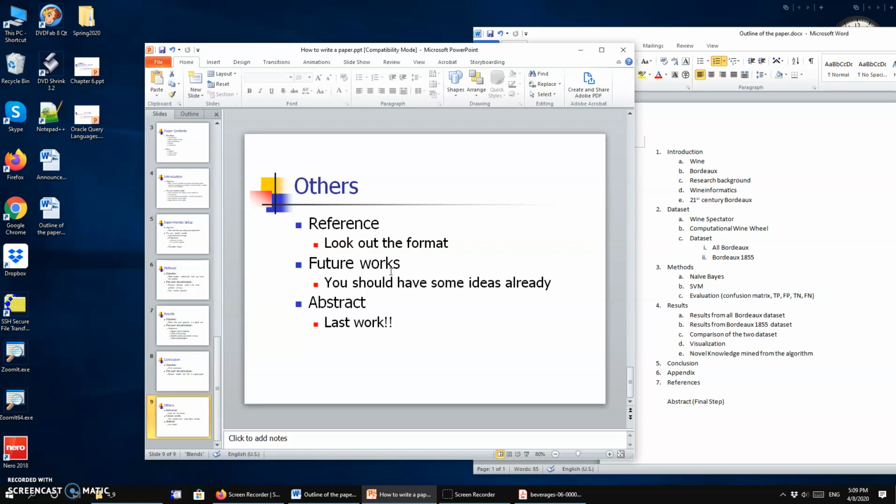And finally, you need to write your abstract in the very last step. Once you have summarized everything, then you try to write your abstract. Do not write your abstract in the beginning, because that will be totally different from what you would end up with. So these are the important things about how you write a paper.